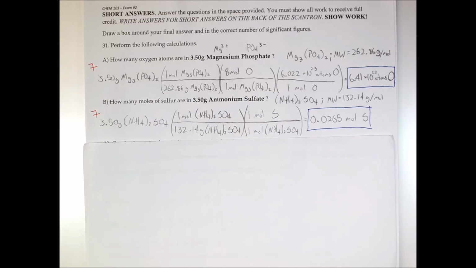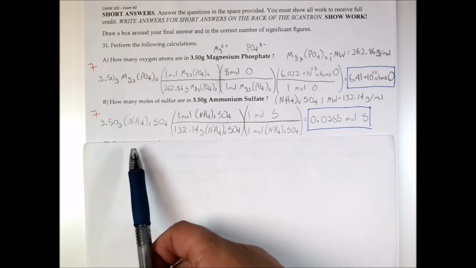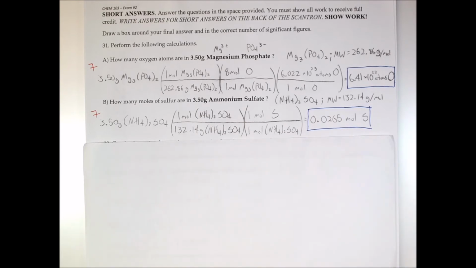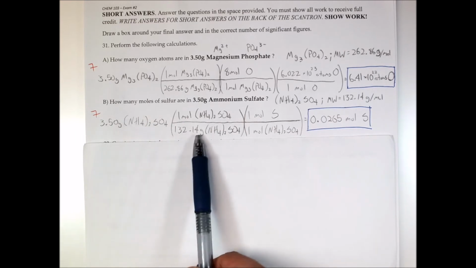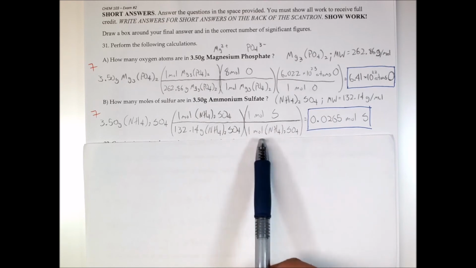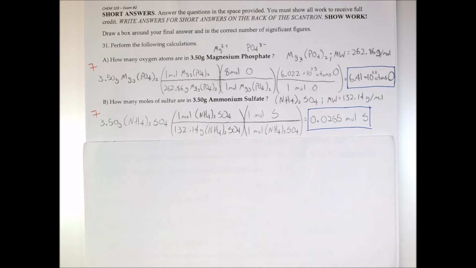All right. Next one here, how many moles of sulfur are in 3.5 grams of ammonium sulfate? Just like part A, we had to get a formula first, then a molecular weight. And then the calculation here is identical, except for we don't have to go to the number of atoms. It's asking for number of moles of sulfur. So divide by the molecular weight, and then convert to moles. It works out to be 1 to 1.